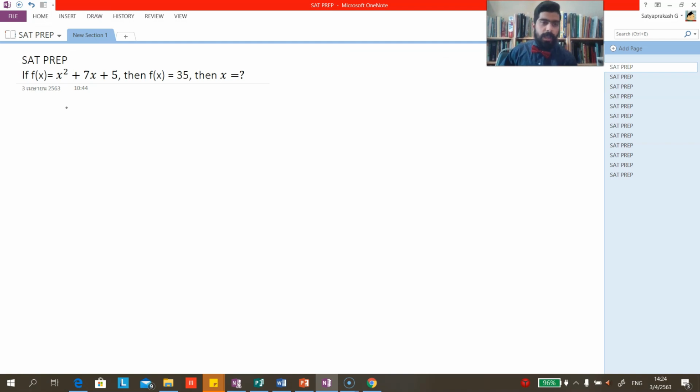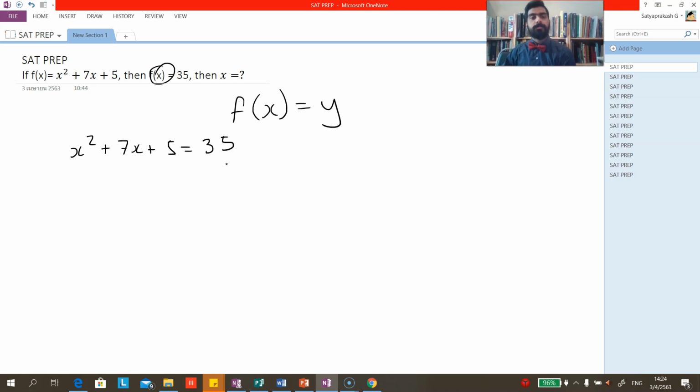So what do we have here? We have f of x is equal to x squared plus 7x plus 5. Then we see that f of x is equal to 35, and we got to find the value of x. So we see that there's only one variable here, right guys? So we see that for f of x is equal to y. So in other words, we can see that x squared plus 7x plus 5 is equal to 35. Right guys, is equal to 35.